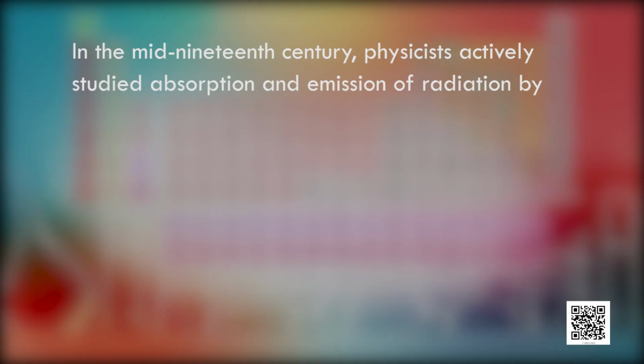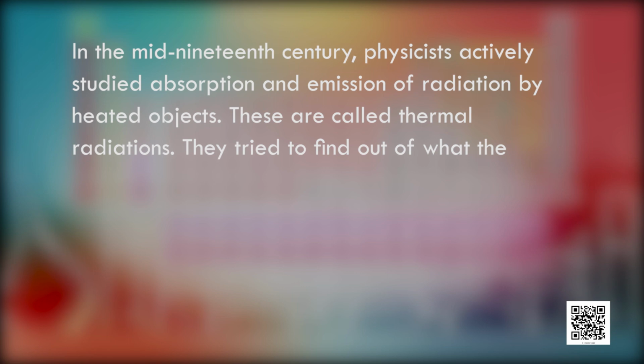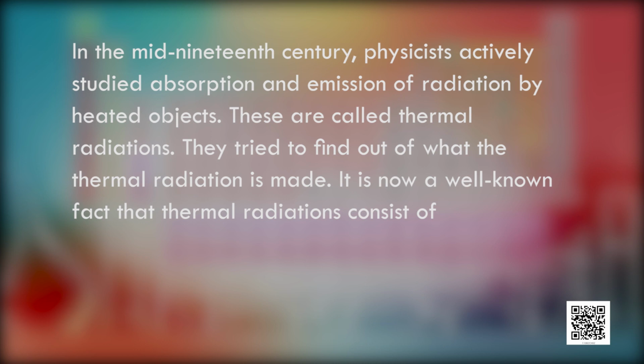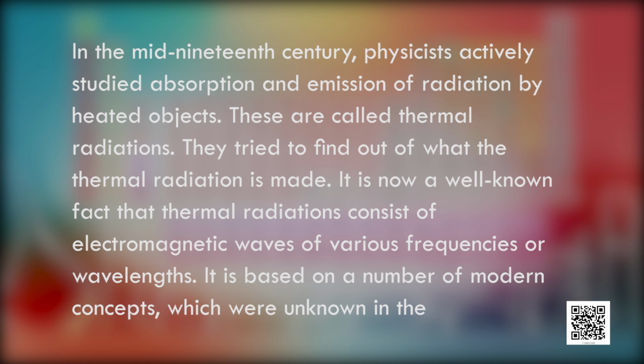So, before we move into the new model of the atom, let us understand about various experiments that were happening on the electromagnetic radiations so that they can be combined into the nature of electrons that are moving around. So, in the mid-19th century, the physicists actively studied absorption and emission of radiation by heated objects. These are called thermal radiations. They tried to find out what these thermal radiations are made up of. It is now a well-known fact that thermal radiations consist of electromagnetic waves of various frequencies or wavelengths.